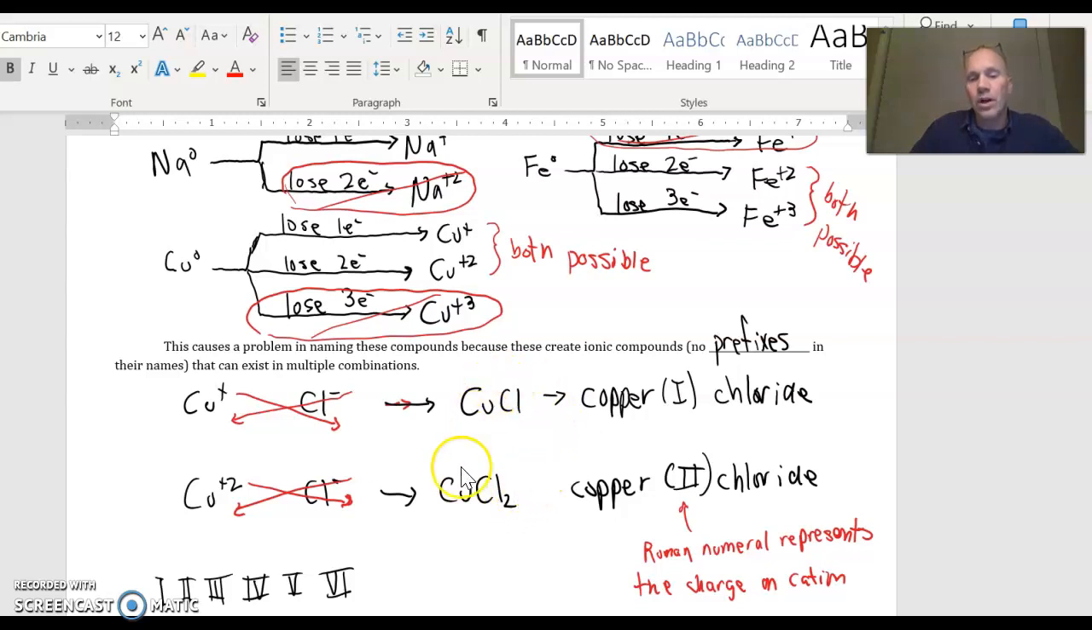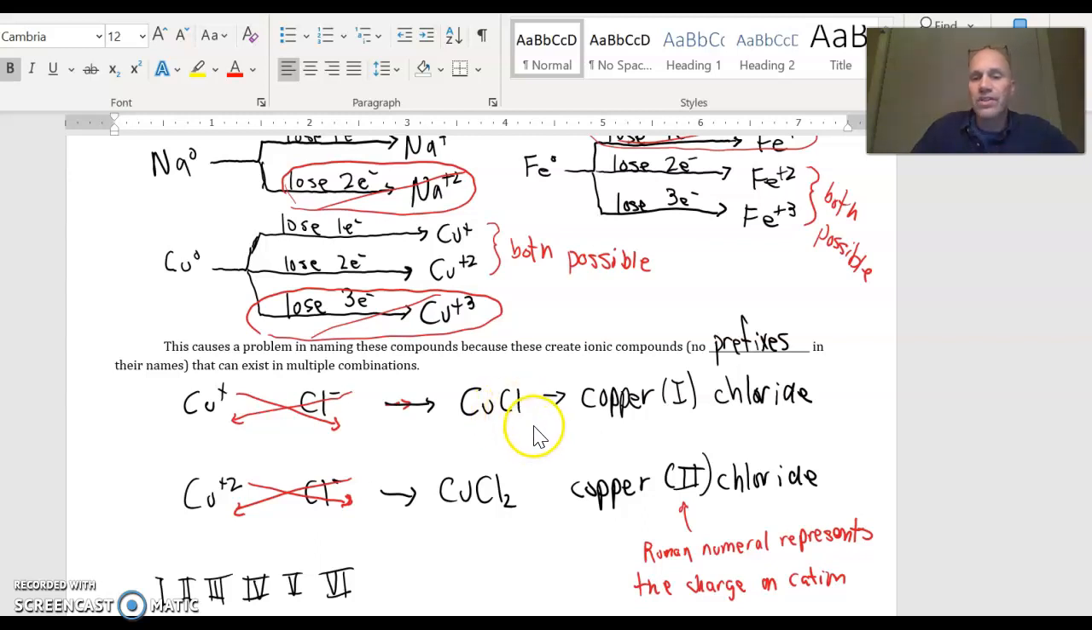So a problem arises whenever we have to give names to these compounds, because if we followed the same rules that we did for ionic compounds, remember we just used the name of the metal, and then the "-ide" version of the nonmetal. And with ionic compounds, we did not include the prefixes. There are no such things as mono, di, tri in this.